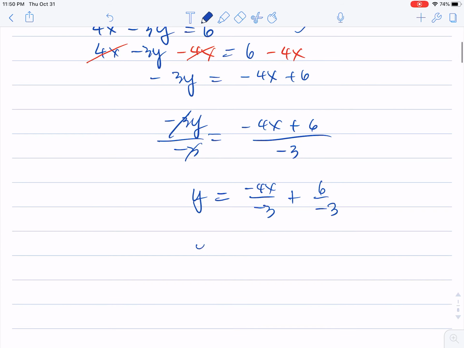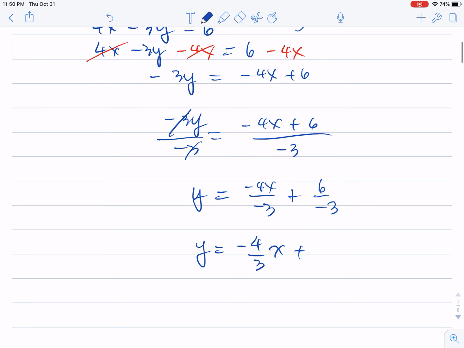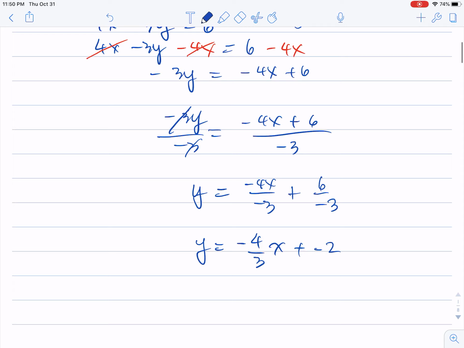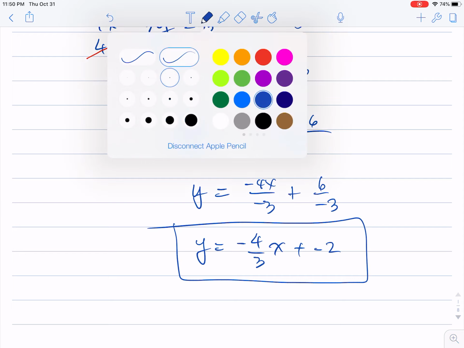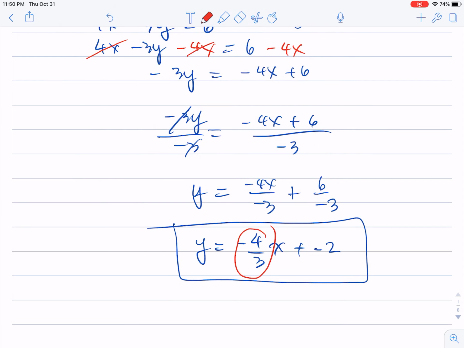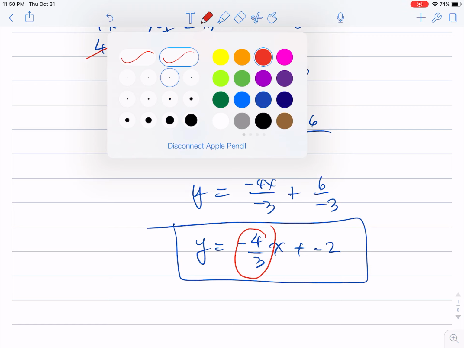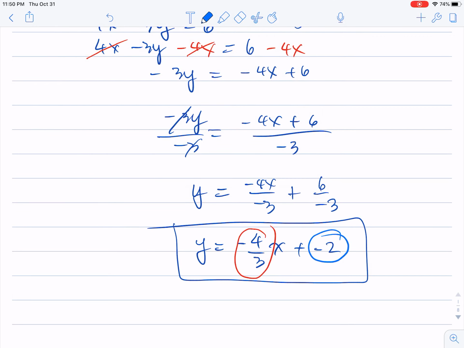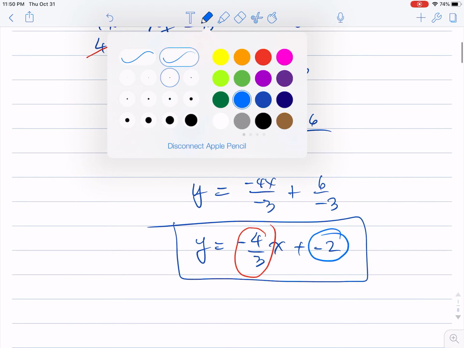So meaning this is negative 4 tsaka negative 3 if you divide. 4/3 na lang, di ba? 4/3 x and then plus 6 divided by negative 3, negative 2. So ito na yung ating point slope form. So ang slope natin dito, which is m, ang m natin ay yung 4/3 at ang b natin ay negative 2.